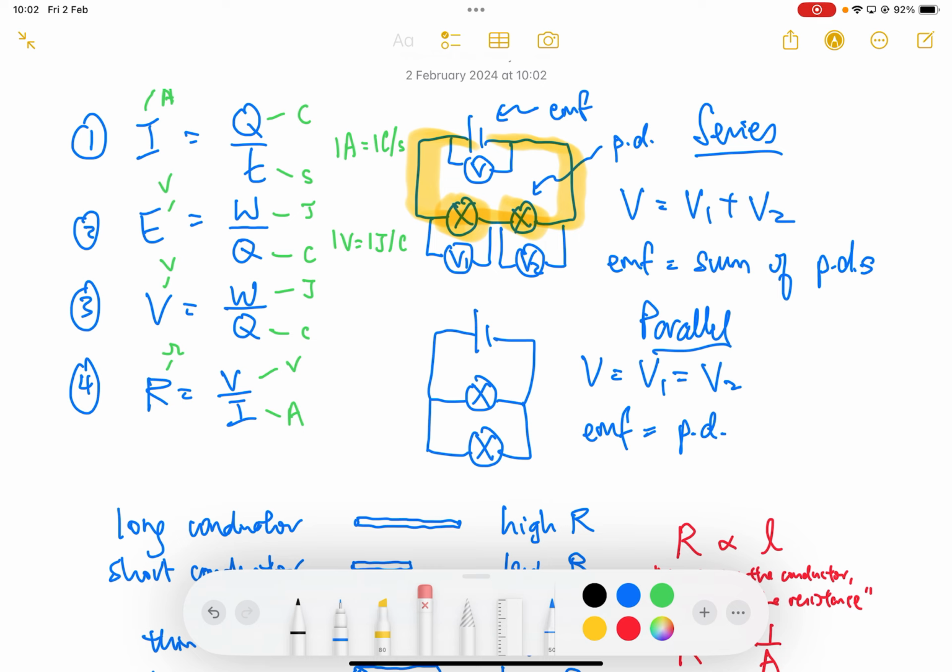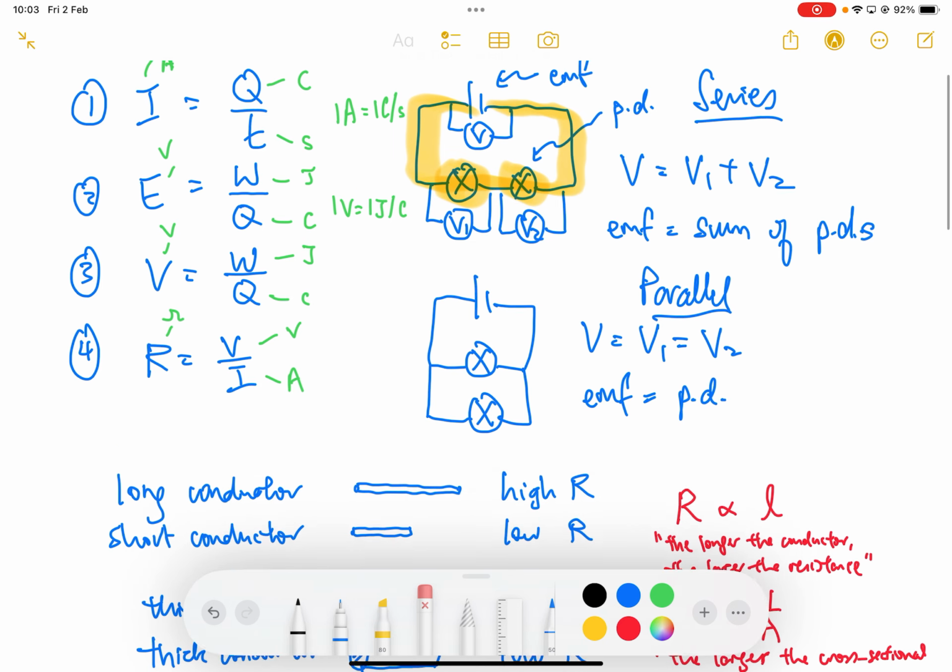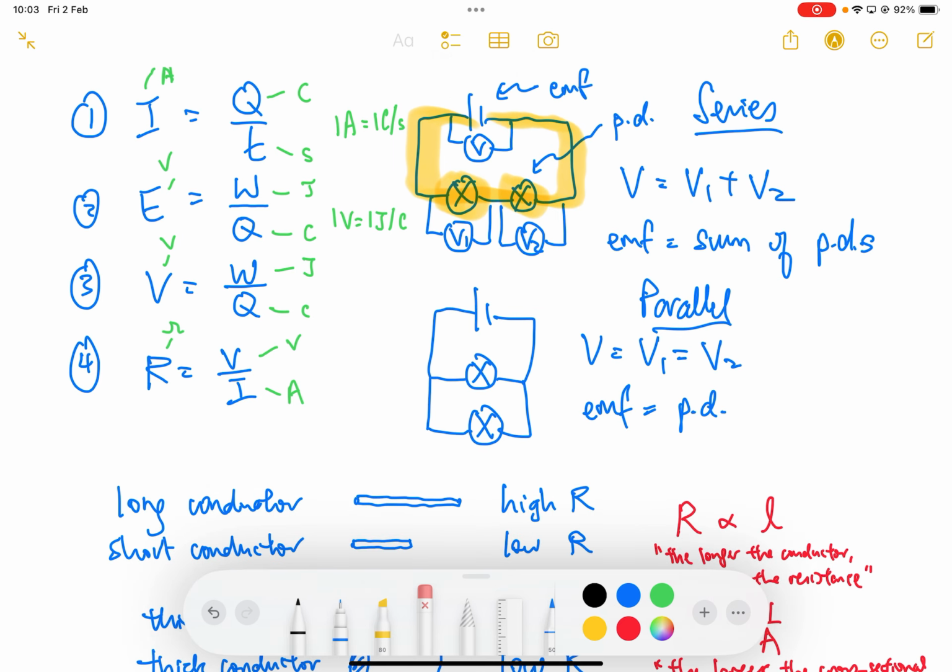Then resistance, we have learned it is the ratio of the potential difference to the current flowing across the component. Then we also learn that in series, the sum of the potential differences of the components is equal to the EMF of the battery.